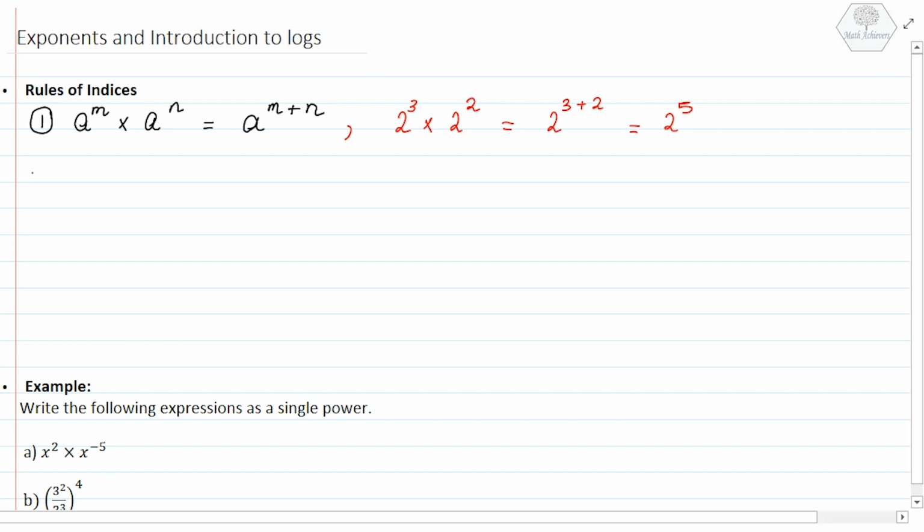Let's go now to the second rule, which is a to the power of m divided by a to the power of n. When I divide powers having the same base, I simply subtract the powers, a to the power of m minus n. Let's have an example on this. 2 to the power of 5 divided by 2 to the power of 2 simply gives me 2 to the power of 5 minus 2, which is equal to 2 to the power of 3.